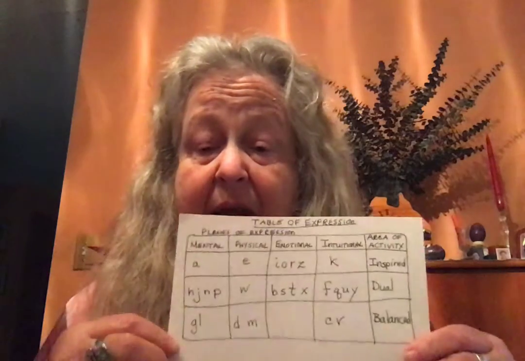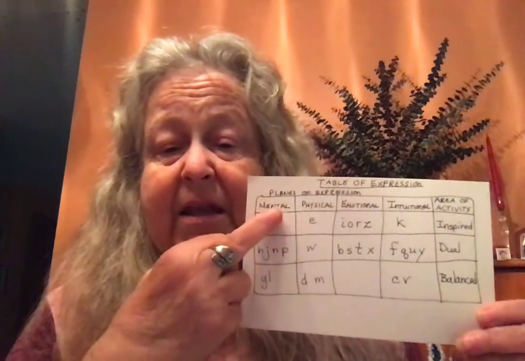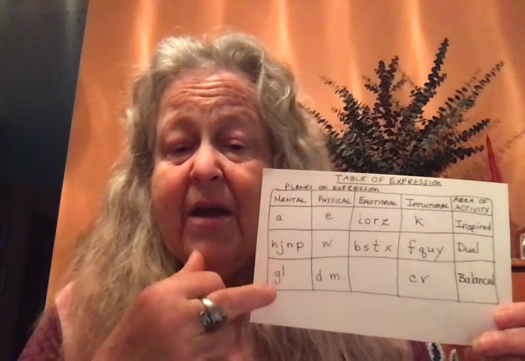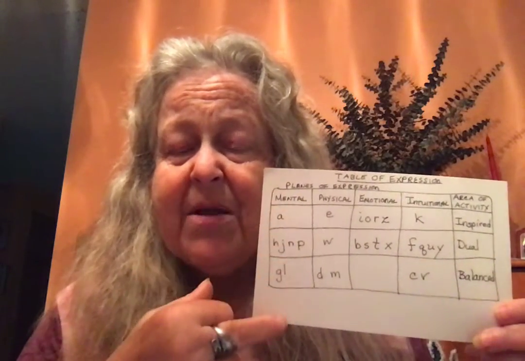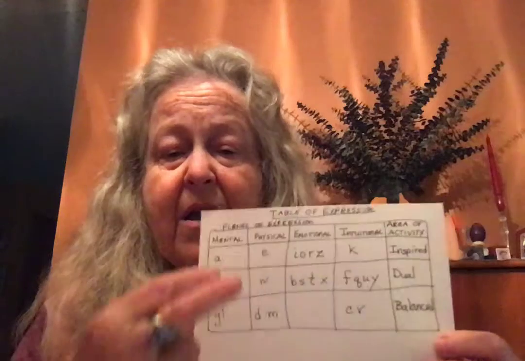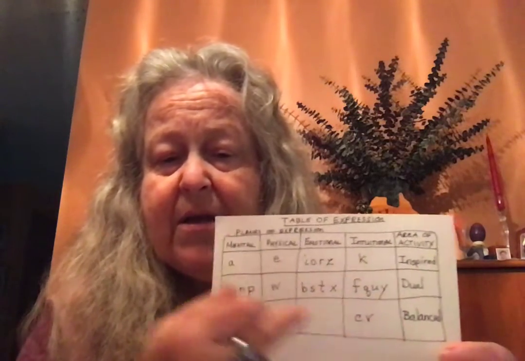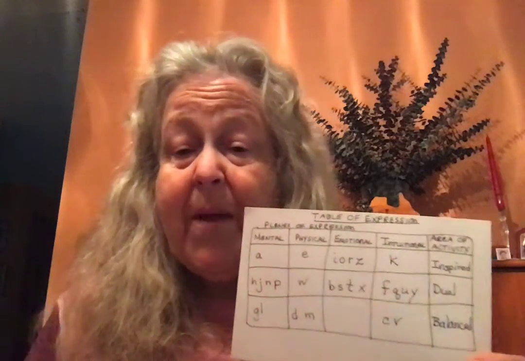Now, your table of expression is where a lot of the numbers of the alphabet go in, and how you express yourself. And it's like they each have a valuation here. And these are mental, physical, emotional, and intuitional. Those are ways you may express yourself. And the area of activity is done across from this. These are all going across. And that's inspired, dual, or balanced.